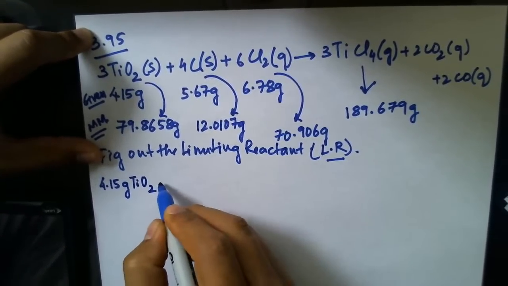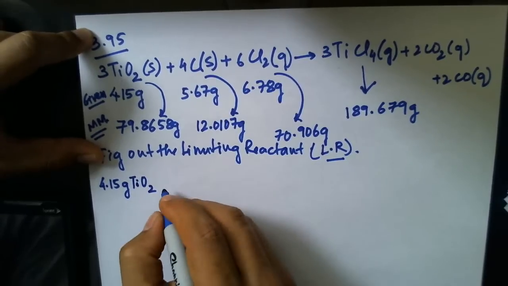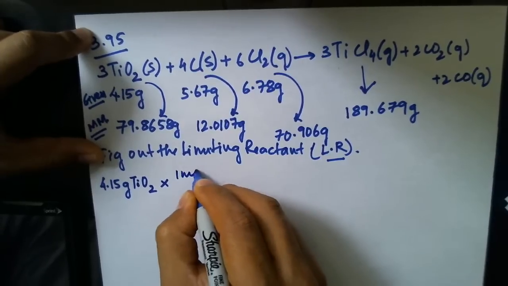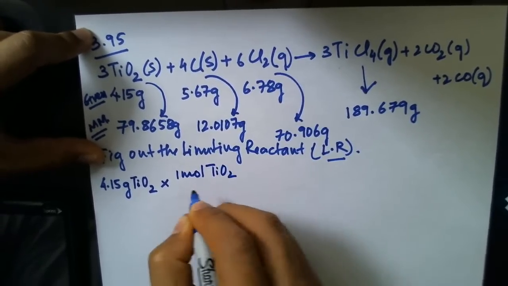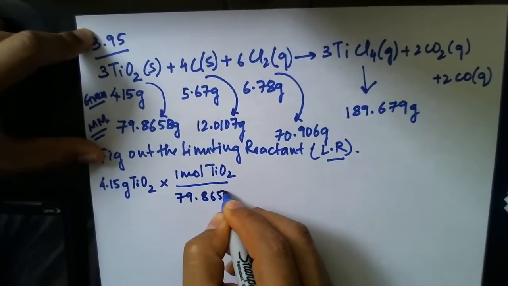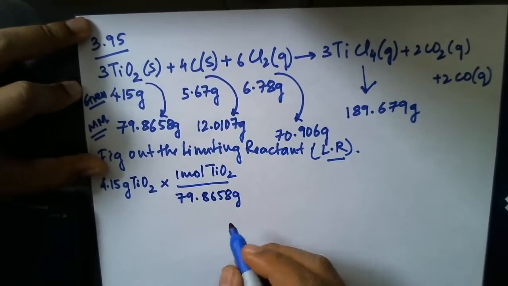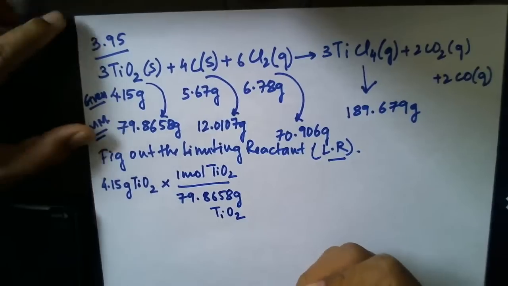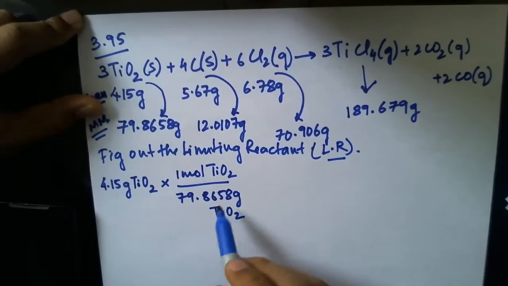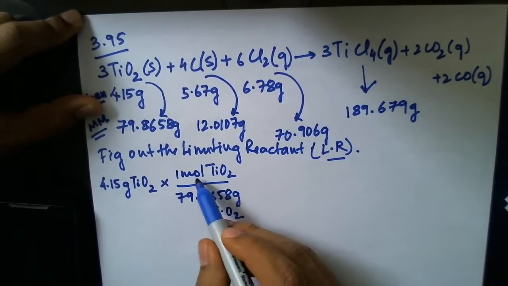Okay, and then you want to find out how many moles of titanium dioxide are there in these grams. So you want to multiply it by the correct unit factor. So we're going to write 1 mole titanium dioxide divided by the molar mass, which we calculated previously, 79.8658 grams. Don't forget to write titanium dioxide out here. So once you write that, now this entire thing should give you the moles of titanium dioxide. As you can clearly see, grams and grams would cancel out, leaving behind moles.